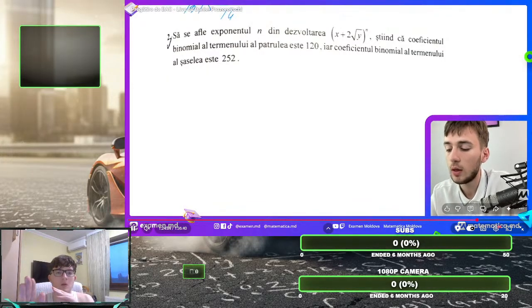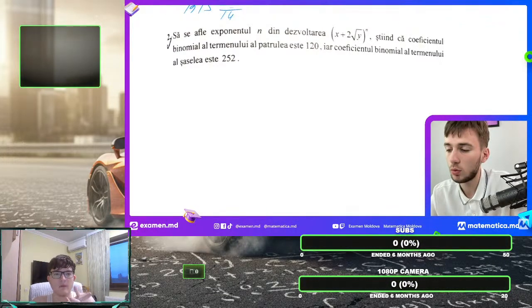So, we got this. We have to find the exponent n in this expression, (x plus 2 square root y) to the power of n, knowing that the binomial coefficient of the fourth term is 120 and the binomial coefficient of the sixth term is 252. Alright, let me get my formulas. I should have them all.